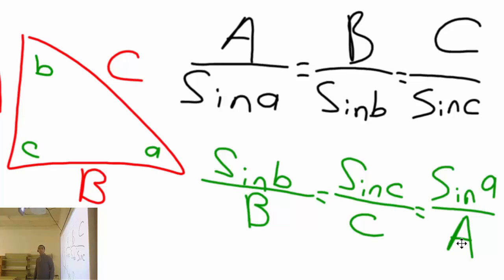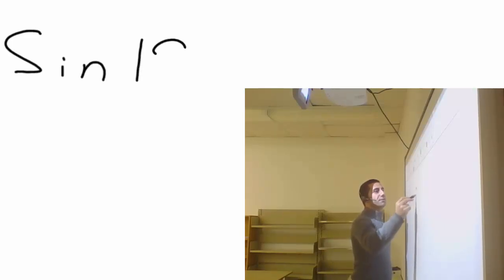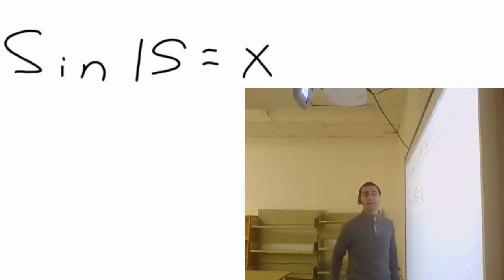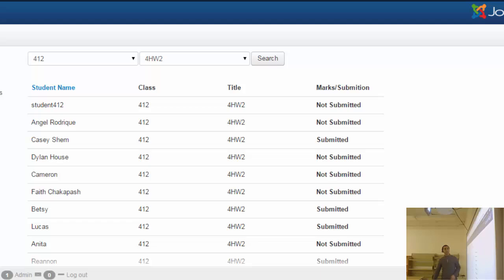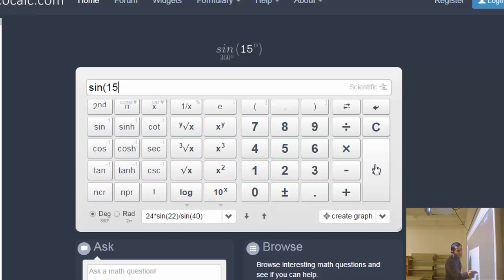Now we know about the sin law. The next thing you need to practice is this. What is sin 15? That's x. I want to know what x is, which is sin 15. Let's find out. I don't have the exact calculator you have. I found a different scientific calculator online, so I'm going to use this. Sin 15 is that.